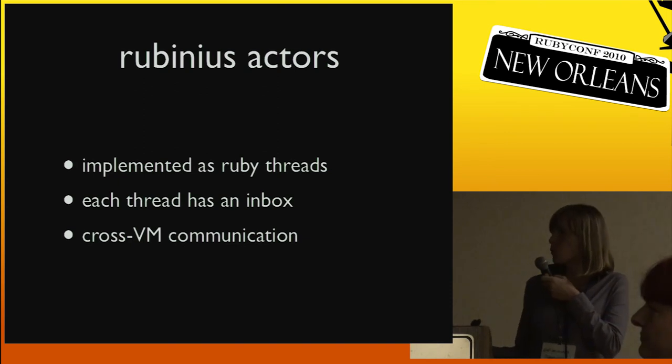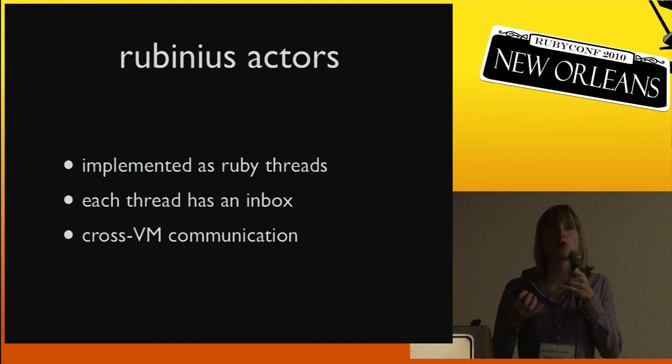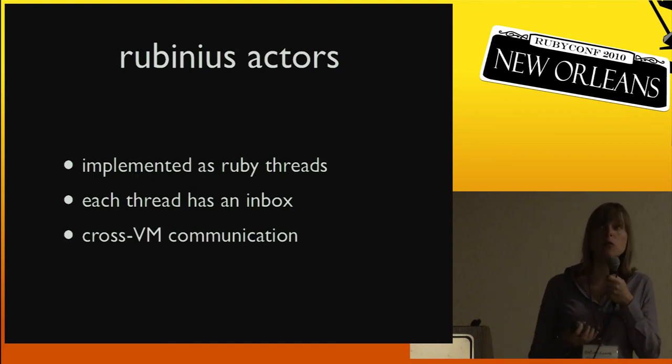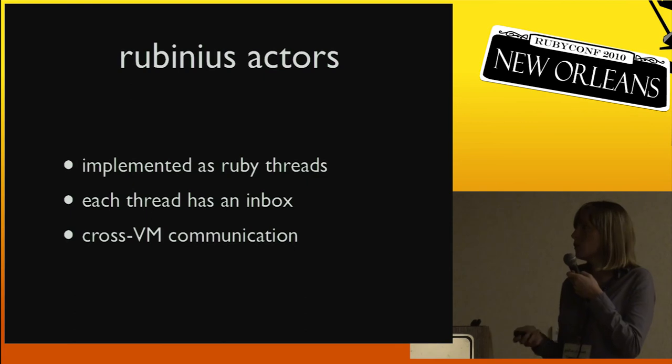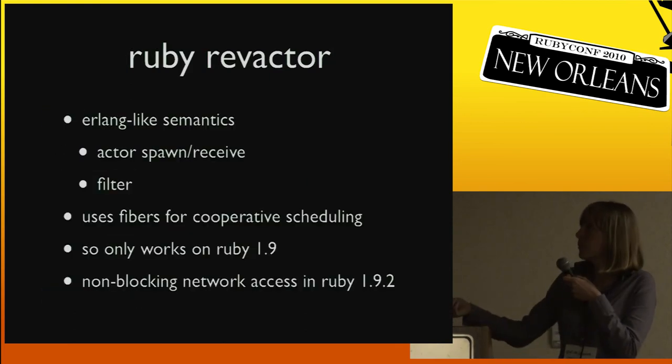There was actually also VM actors, which allows you to communicate between several processes, several VMs. But last time I tried playing with those, they didn't really work, so I guess they're a bit discontinued right now. But Rubinius actors do the same thing as the Erlang thing.